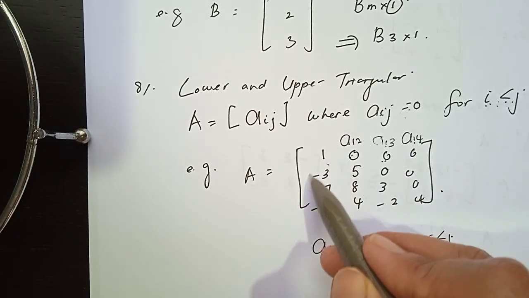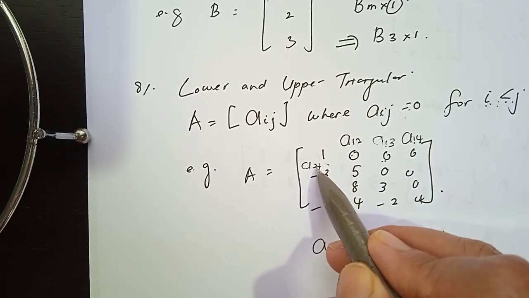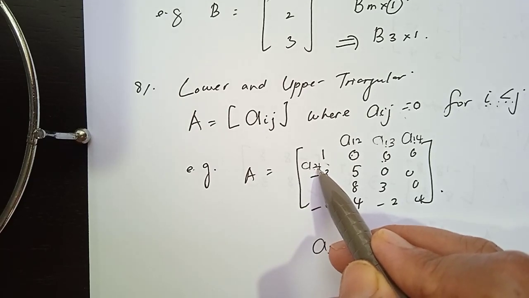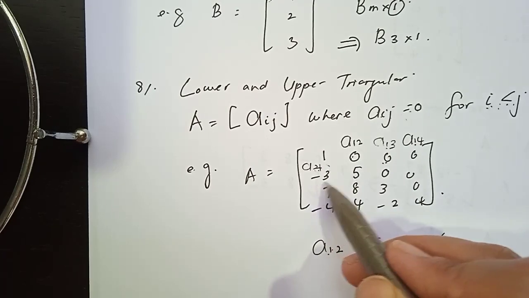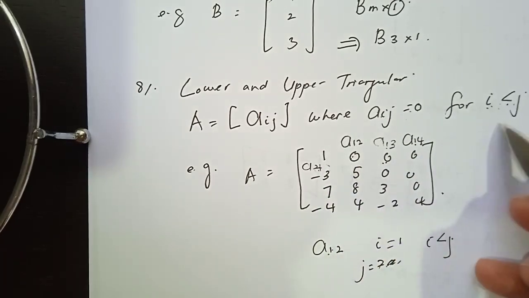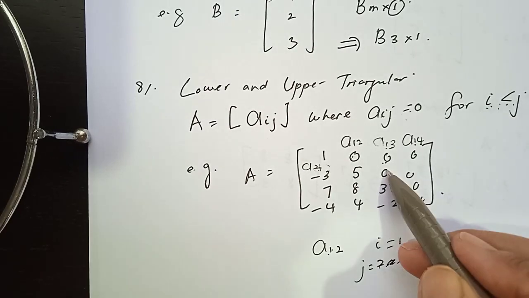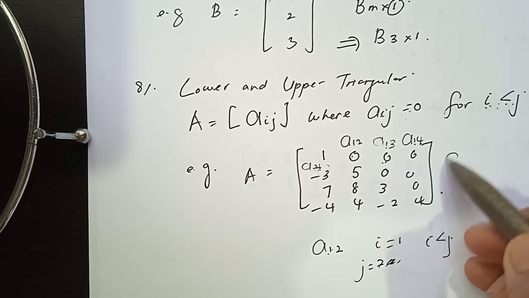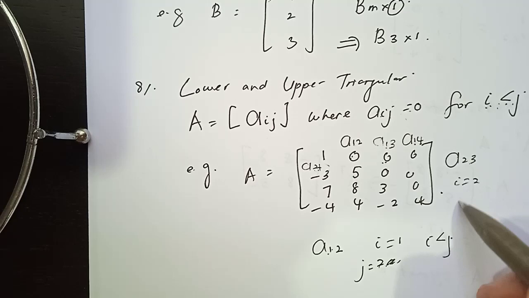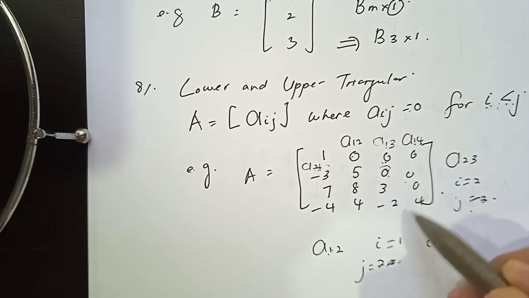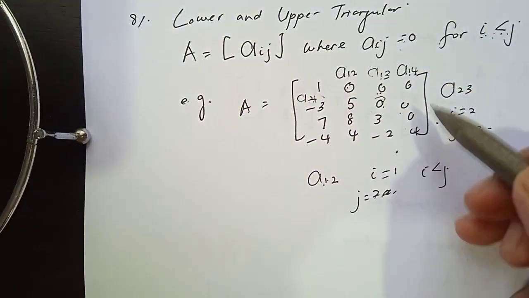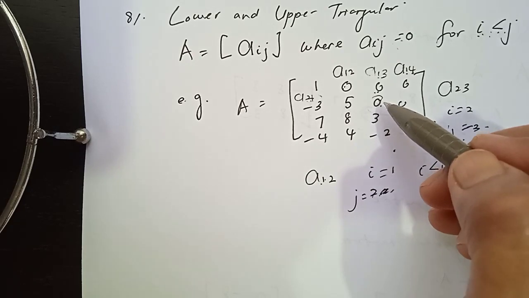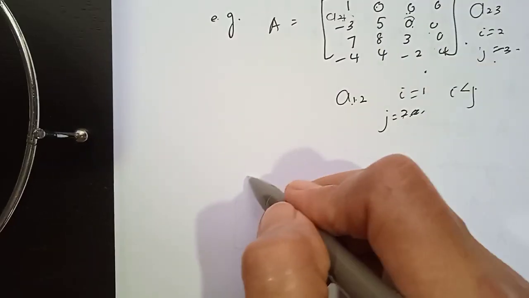Okay, and here is a21. i is 2, j is 1. So i is not less than j. So that's why this is not 0. This one, a22, is also not i less than j. Here is a23. i is 2, j is 3, so i is less than j. So that's why it is 0, and so on. Okay, so that's why we call this lower triangular.